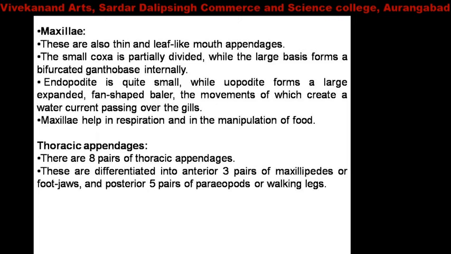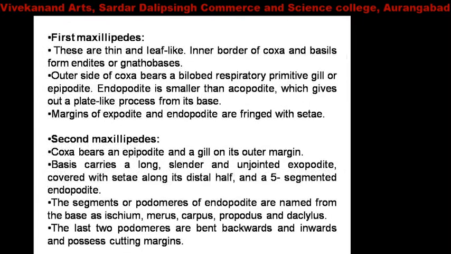So, thoracic appendages are differentiated into anterior 3 pairs of maxillipedes or foot jaws and the posterior 5 pairs of pereiopods or the walking legs. So, first maxillipedes, which are thoracic appendages, are thin, leaf-like; inner border of coxa and basis form gnathobase. Outer side of coxa bears a bilobed respiratory primitive gill or epipodite.